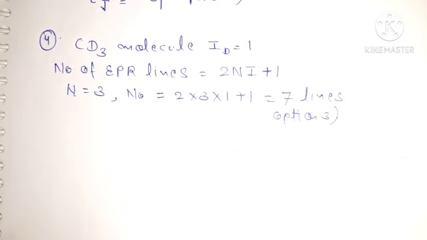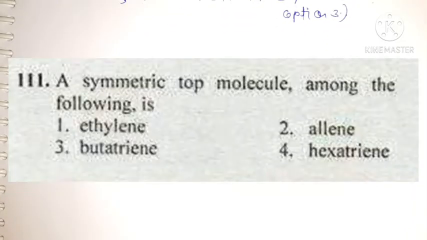Now we move towards our next question, and see, it says a symmetric top molecule among the following is, and we have 4 options, that is ethylene, allene, butatriene and hexatriene. So out of these options you must find which molecule is a symmetric top molecule. This question is coming for 4 marks. So let's do the solution of this question.